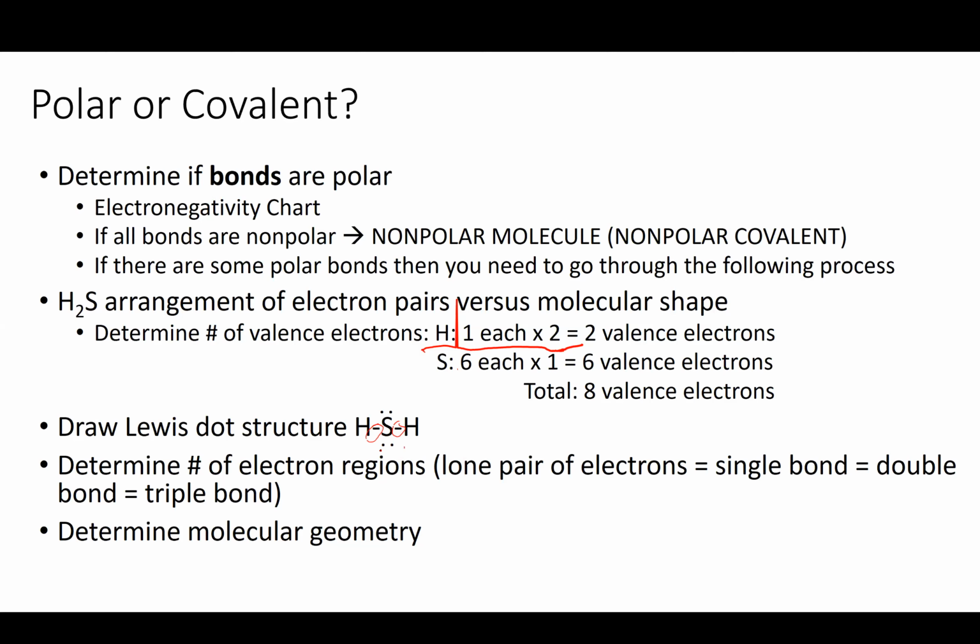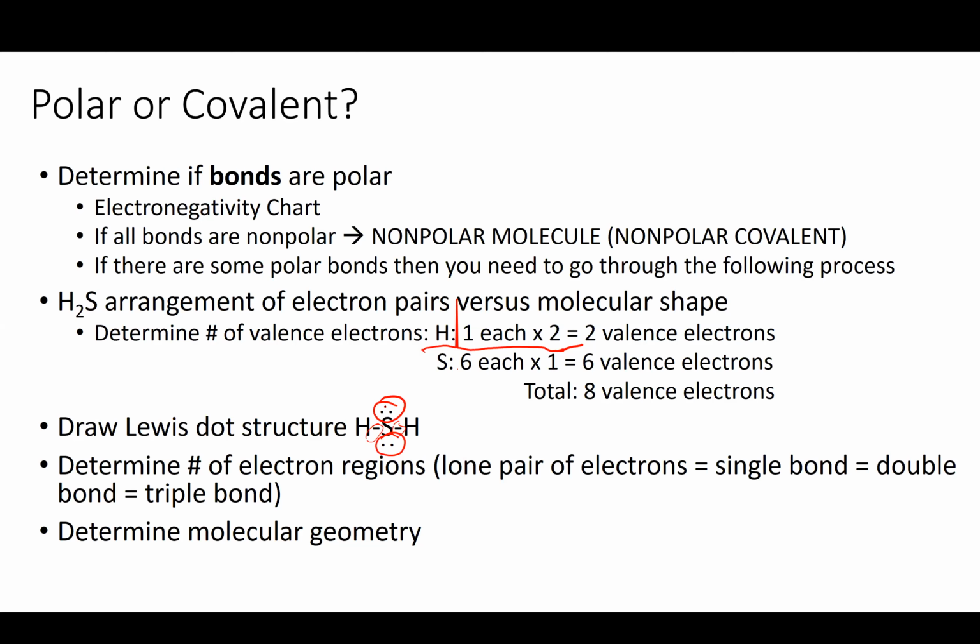Next, we need to determine the number of electron regions. When we're doing this step, only for this step, a lone pair of electrons counts as an electron region. A single bond counts as an electron region. A double bond counts as 1 electron region, as does a triple bond. So they're all kind of the same when we're trying to determine the number of electron regions. Looking at our sulfur here, we have 2 bonds and 2 lone pairs of electrons, and so there are 4 electron regions around that sulfur atom.